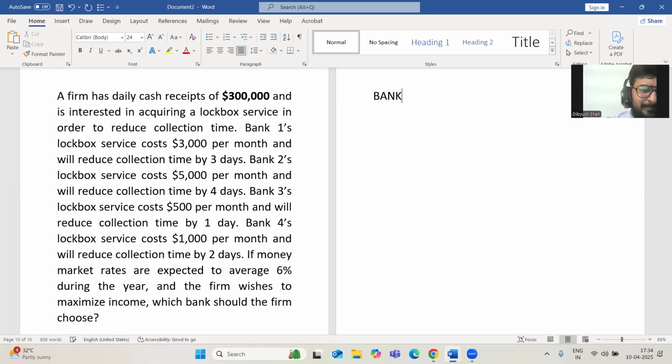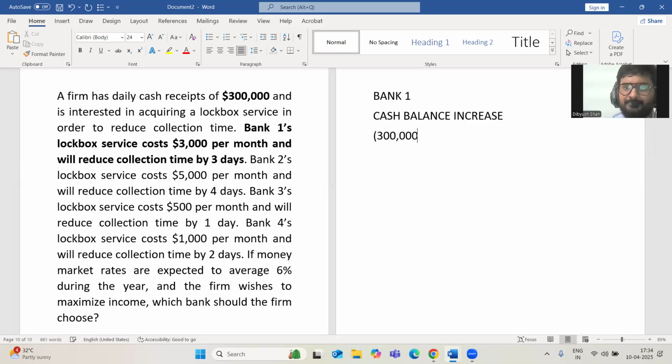So first let's look at bank 1. Bank 1 lockbox service cost will be 3,000 and will reduce collection time by 3 days. Now I will have to solve it a little quickly, so I will directly go with cash balance increase. My daily cash collection is 3 lakh, and I will have 3 days saved. So my total cash balance during the year will increase by $9 lakh.